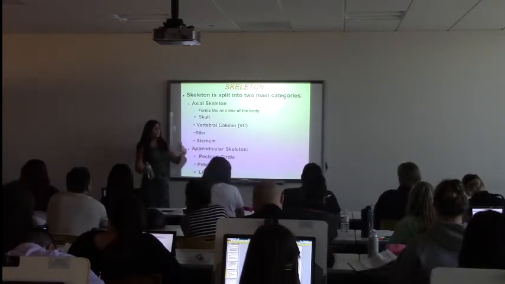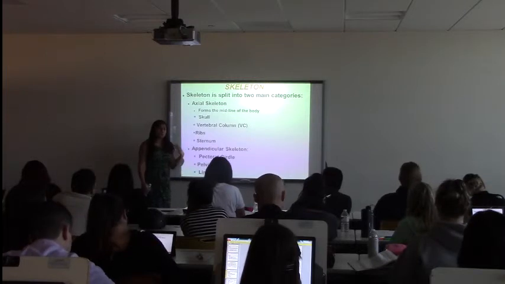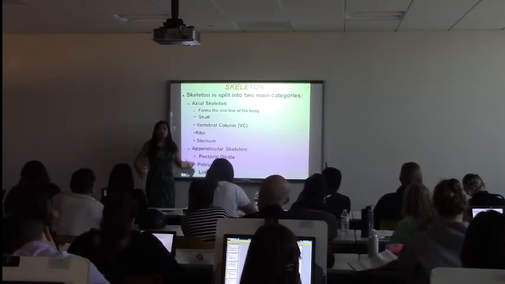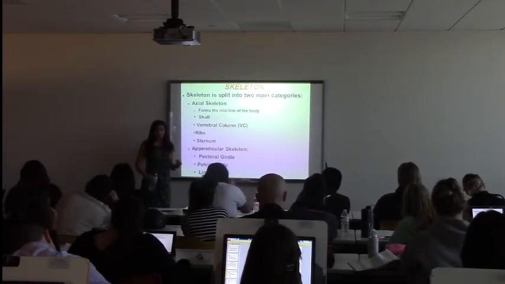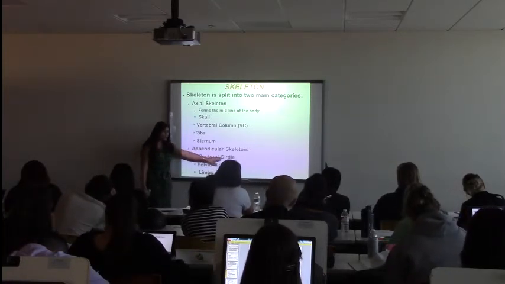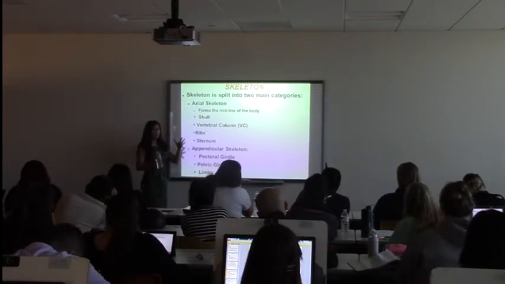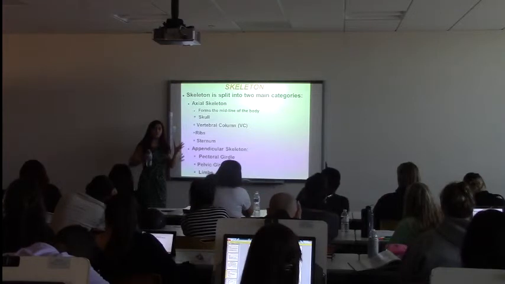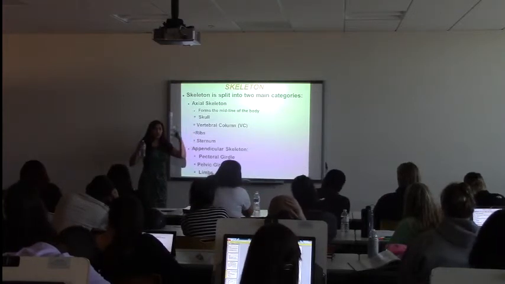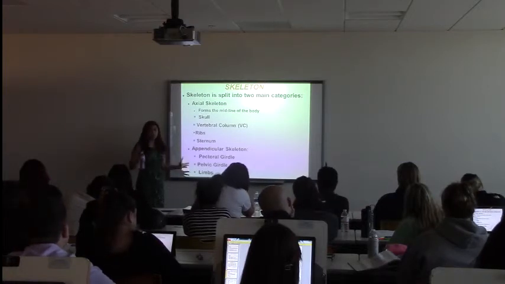The appendicular skeleton is everything that attaches to the axial skeleton. So your limbs attach to your axial skeleton. Your pelvic region attaches to your axial skeleton. So the appendicular skeleton is made up of the pectoral girdle, pelvic girdle, and your limbs. So the skeleton is split into two main categories: axial and appendicular. Under each of them, you have different bones that form the axial skeleton and the appendicular skeleton.